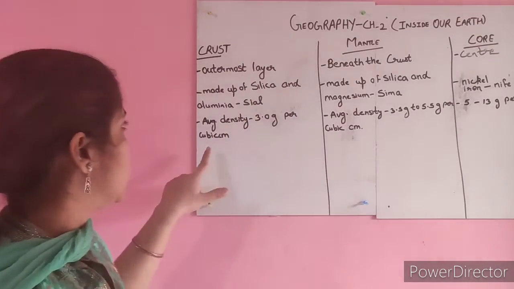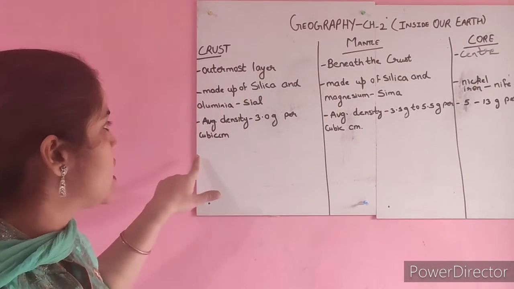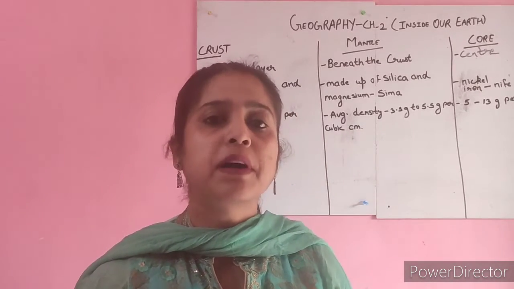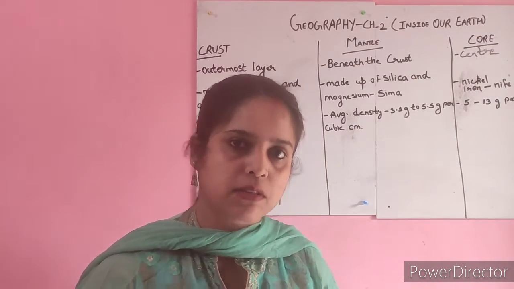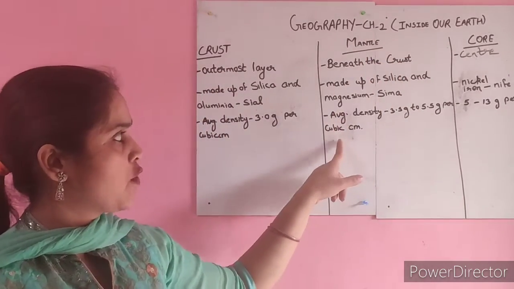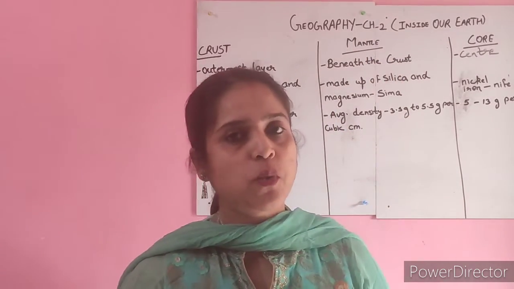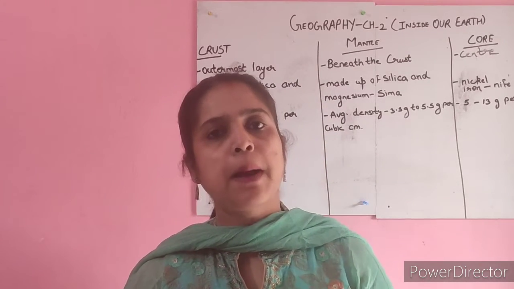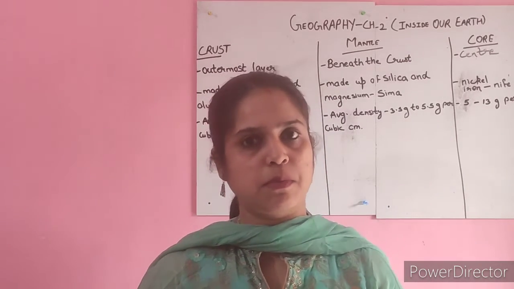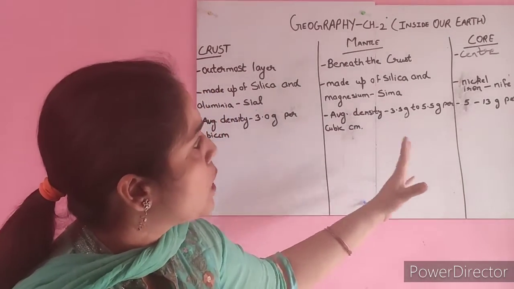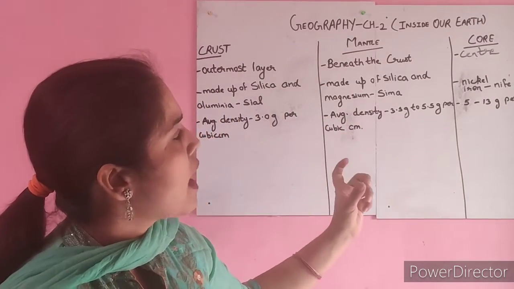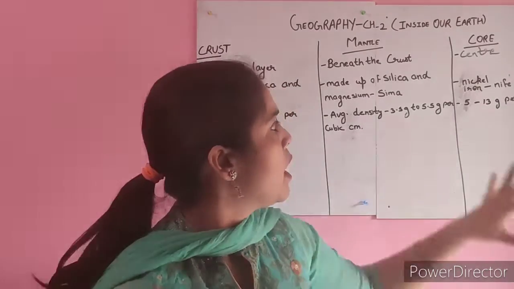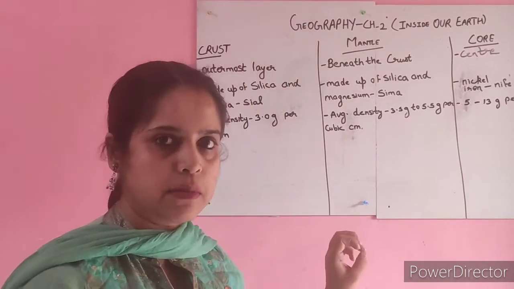Clear? Then here the average density is around 3.0 gram per cubic centimeter. The average density of the mantle ranges between 3.5 gram to 5.5 gram per cubic centimeter. Then we have core, whose average density ranges between 5 to 13 gram per cubic centimeter. Clear?